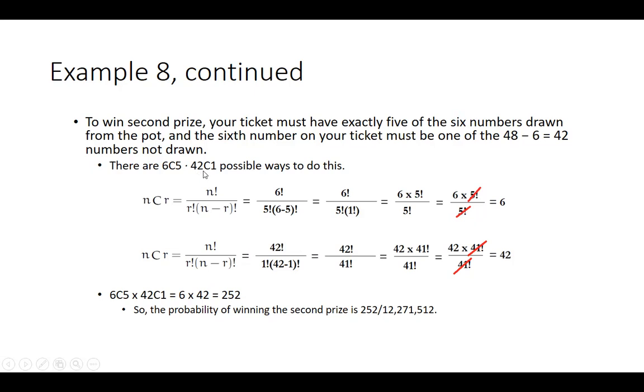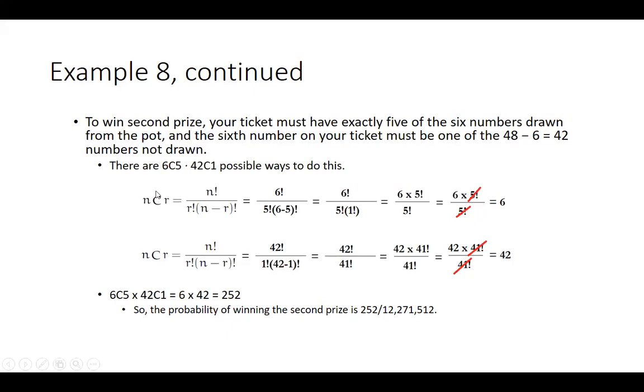And then for the 6th number on your ticket, because it can't be one of the winning numbers, otherwise you would have a grand prize ticket, there are 42 numbers that weren't drawn. You need one of those 42 for your 6th number. We can multiply these two combinations together using the counting principle and get the number of possible second prize winners.